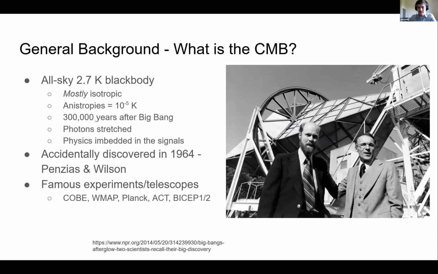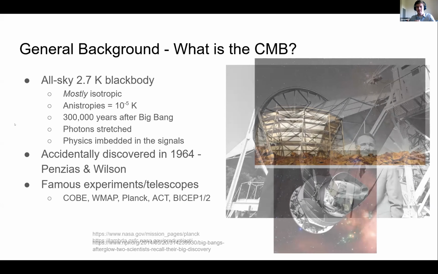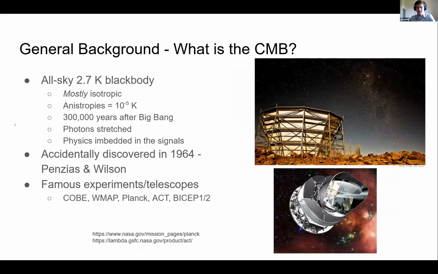By two guys, Penzias and Wilson, imaged here in front of their horn antenna, which they used to find it. And this antenna gave a very low resolution map. So since then, they've been working on making new telescopes that use different techniques and probe at different frequencies and higher resolutions. So on the bottom right, we have the Planck Space Telescope. And above that is the ACT ground-based CMB telescope in Chile.